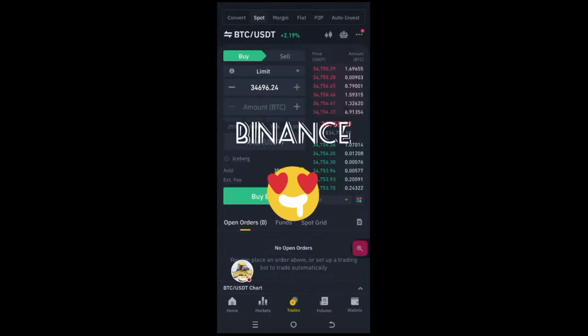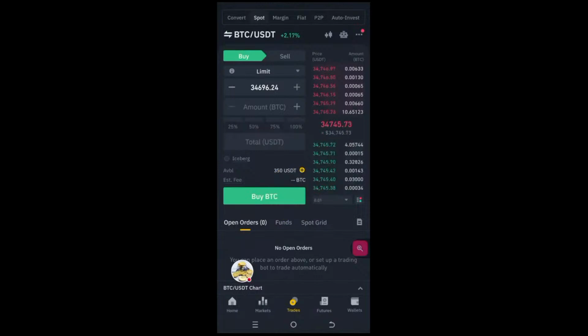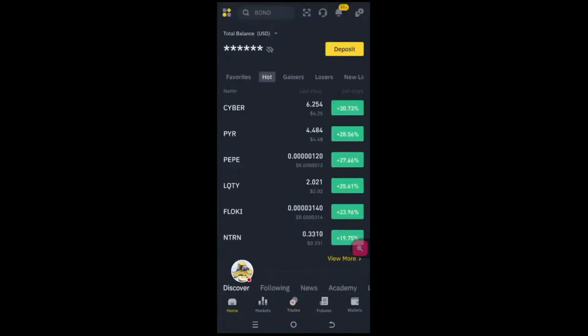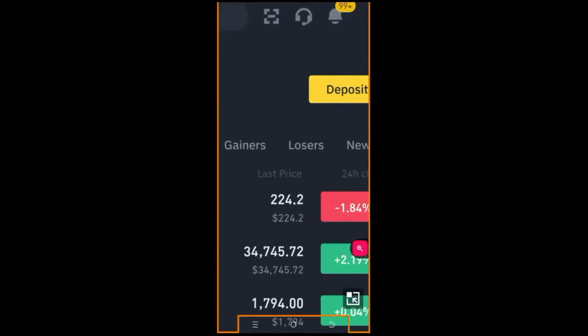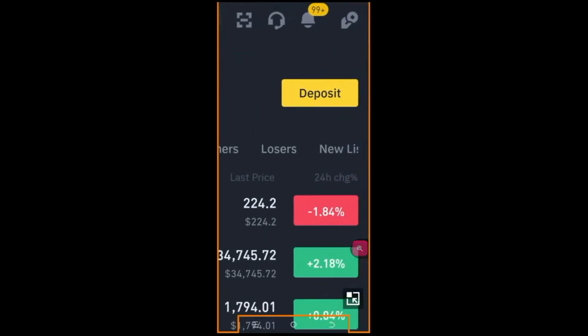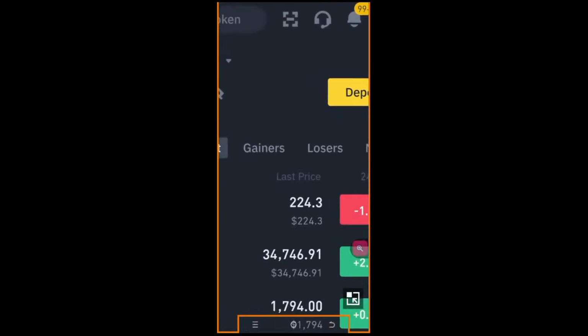Okay, let's go ahead and now for our spot trading, I love to use gainers, right? And you can use any of these. Let me just enlarge this. You can use gainers. You can use losers. You can use new listings. But my all-time best is gainers.